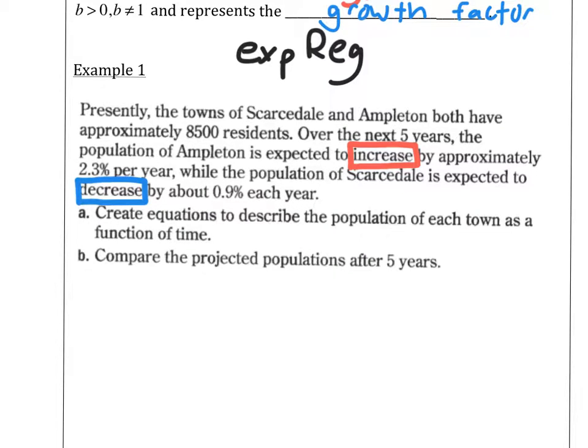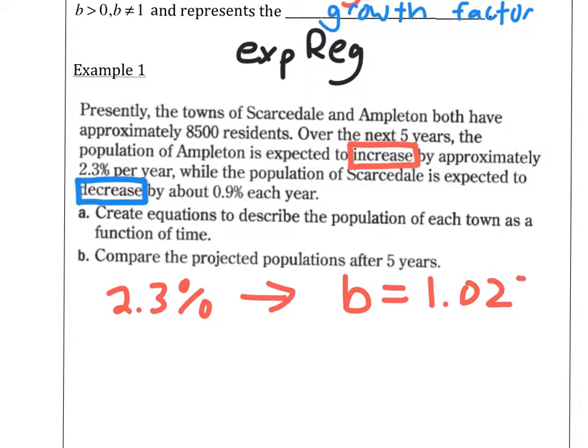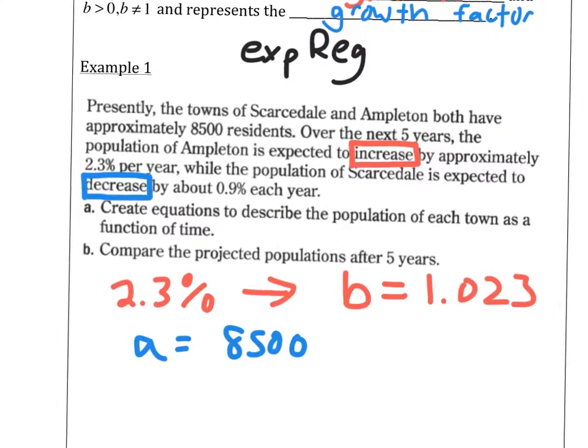So how do we interpret this? Since we have an increase of 2.3%, remember how percents work, folks? That means your B is going to be 1.023. Anyone have any clue where that came from? So the 100% represents the original amount. And this part right here says original amount, add a percentage to it. Now, what's my A? In this case, A is going to be 8,500. So that's just my original amount.